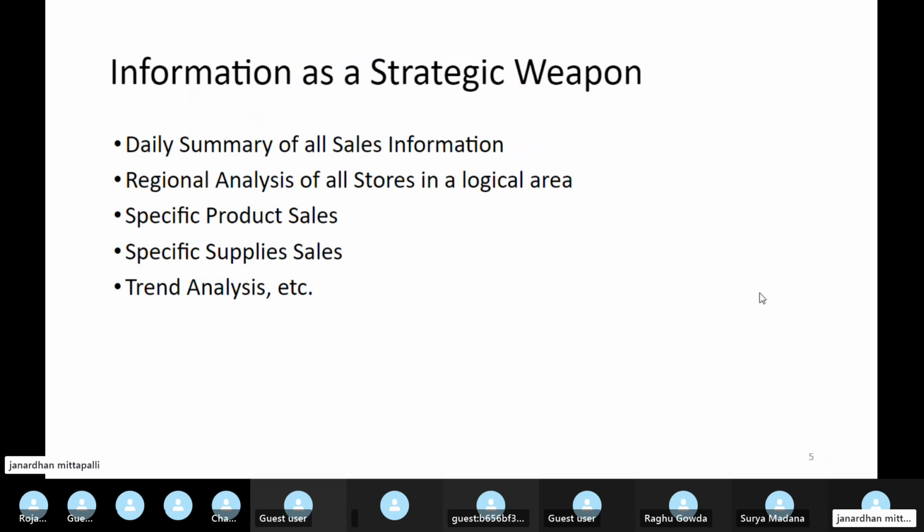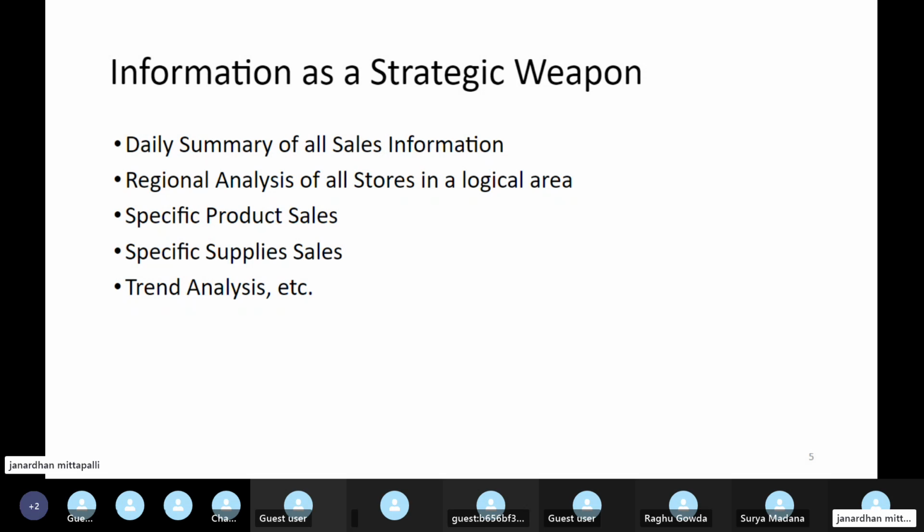Yes. Information. What is information? Information is nothing but data. We can say data is information, information is data. So, information as a strategic weapon. Yes, if you know the information, then it is really good to take the next action. So we can say it is a strategic weapon.